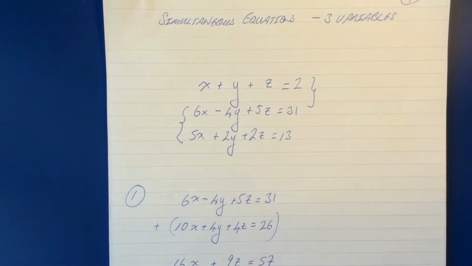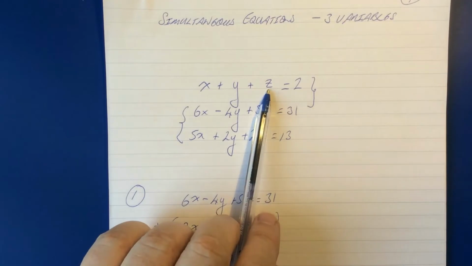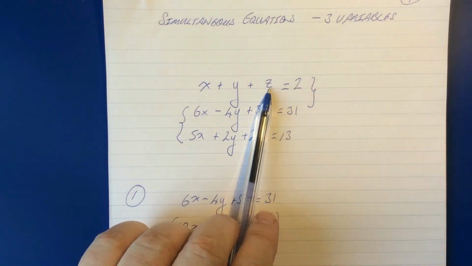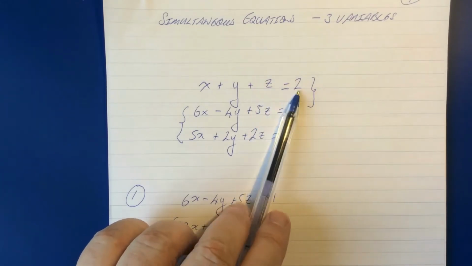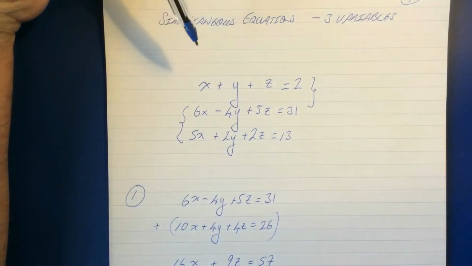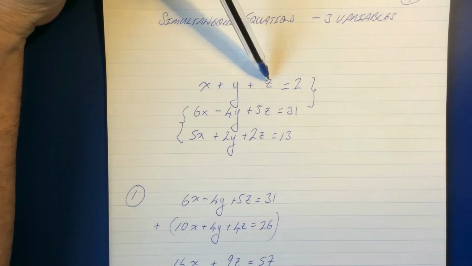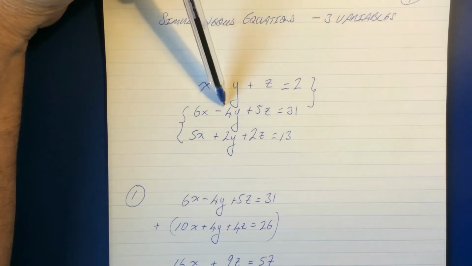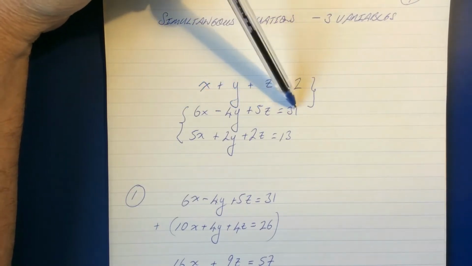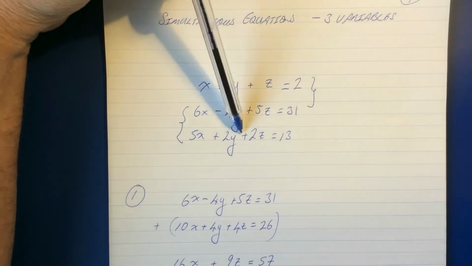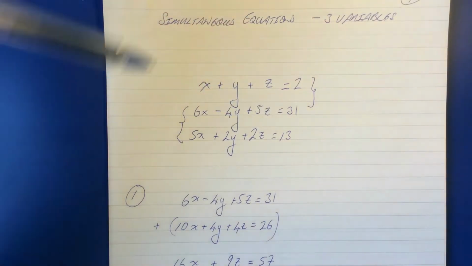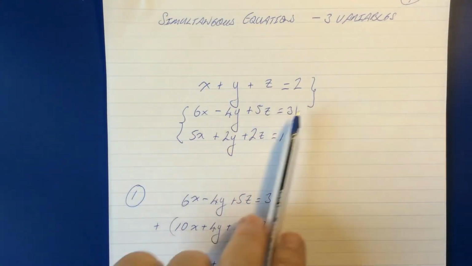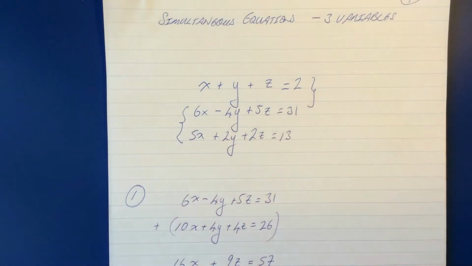Right, so for those of you who say Z, forgive my pronunciation, and by the way, that is a Z to distinguish it from my 2's. Okay, so three equations. x plus y plus z equals 2. 6x minus 4y plus 5z equals 31. 5x plus 2y plus 2z equals 13. Now, you'll see that I have put some little markings here.